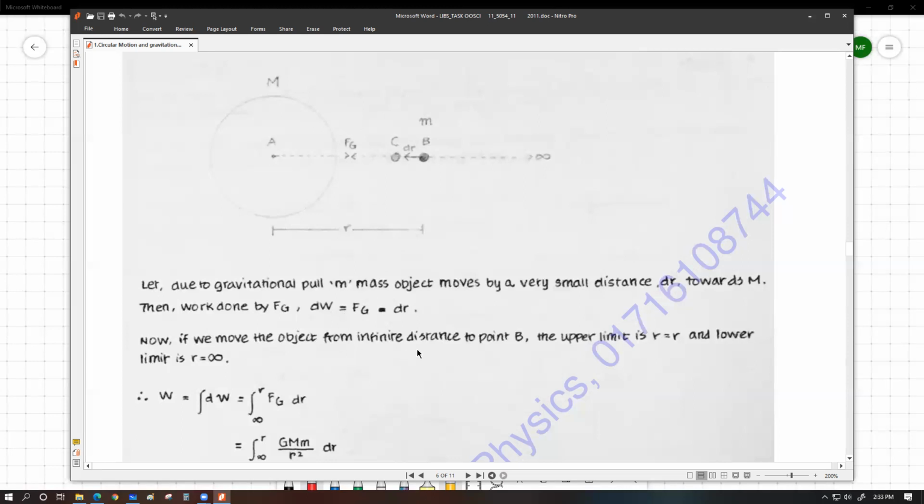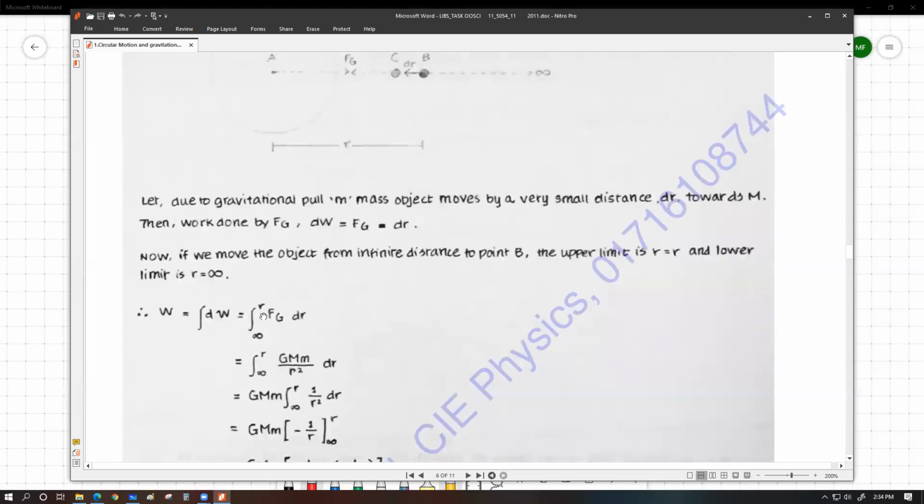Now, if we move the object from infinite distance to point B, the upper limit is r equals r, because this is the final position. Whenever we are moving the object from infinite distance to B, we are starting from infinite distance and finishing at distance r. So our starting value comes at the lower limit and our finishing value comes at the upper limit. So the upper limit is r, and the lower limit is r equals infinity.